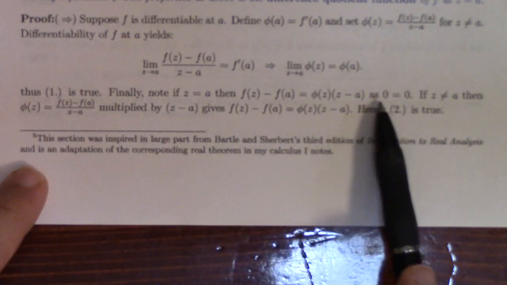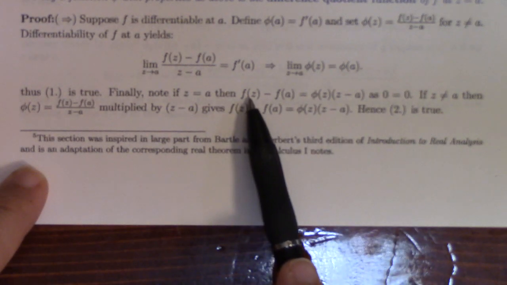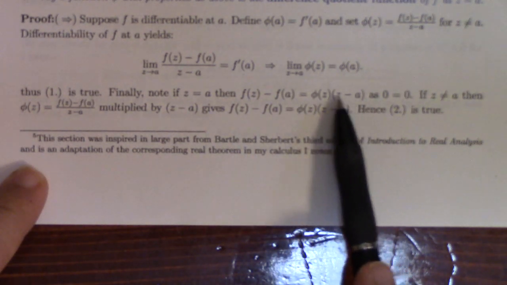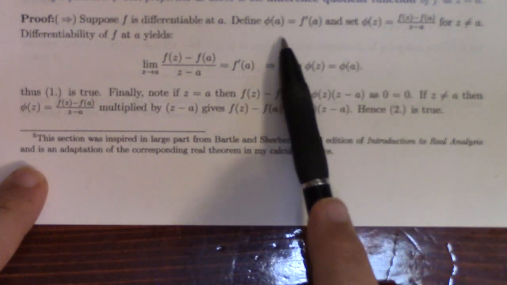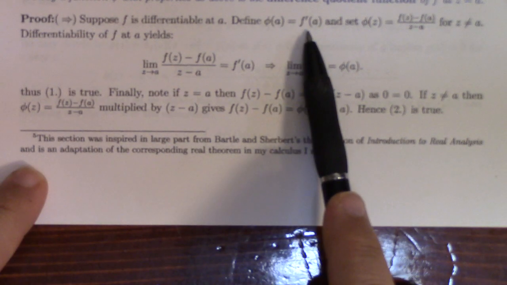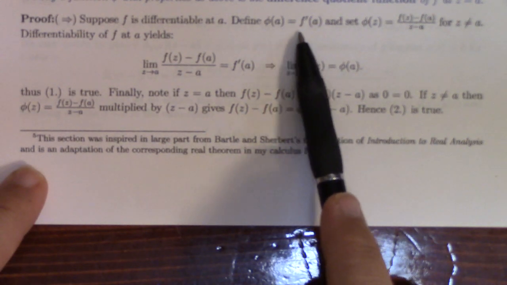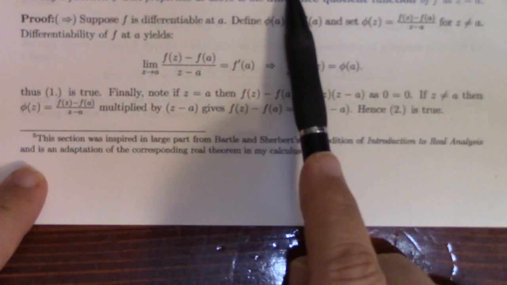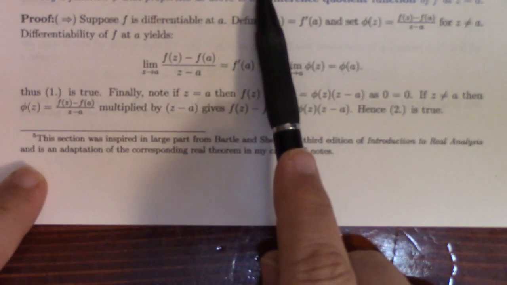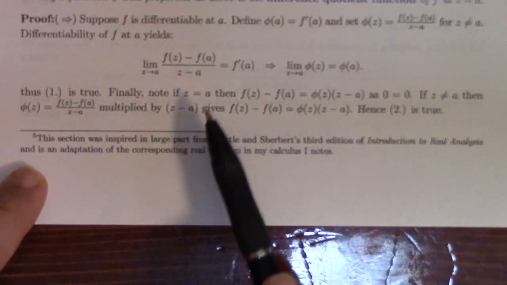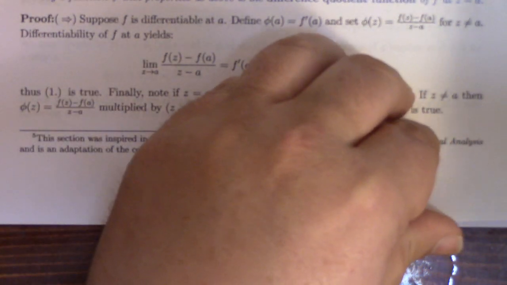But this is also true when z is equal to A, because this gives you 0, and this gives you 0. 0 equals 0, true, all right? So if this is the definition for z not equal to A, and phi of A is equal to f prime of A, then it follows that we have continuity, and second, we have this identity. Both of those come from assuming differentiability at A, all right? And then the reverse implication, of course, this is an if and only if criterion. It's an equivalent characterization of complex differentiability.